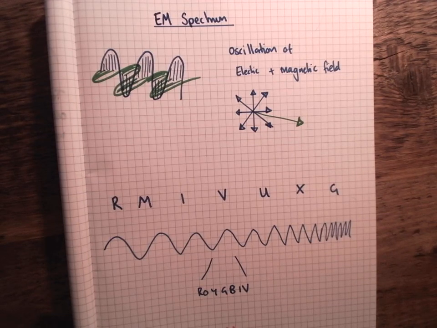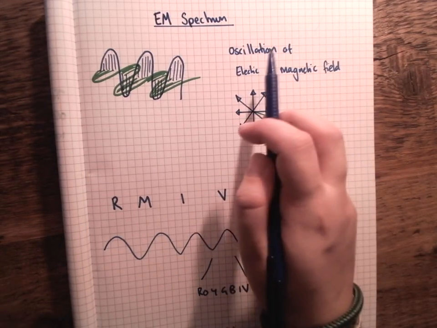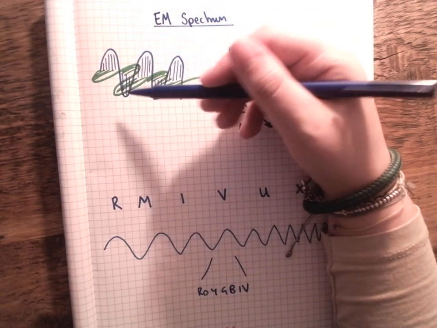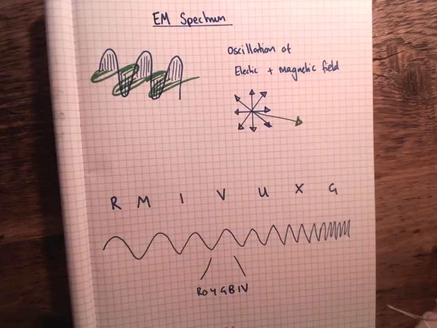Okay, so the next video is on the electromagnetic spectrum. So first of all, the electromagnetic spectrum are a particular type of wave, electromagnetic waves. And basically they're called electromagnetic waves because it's essentially an oscillation or propagation of the electric and magnetic fields. Okay, so we have the electric fields and the magnetic fields being oscillated.